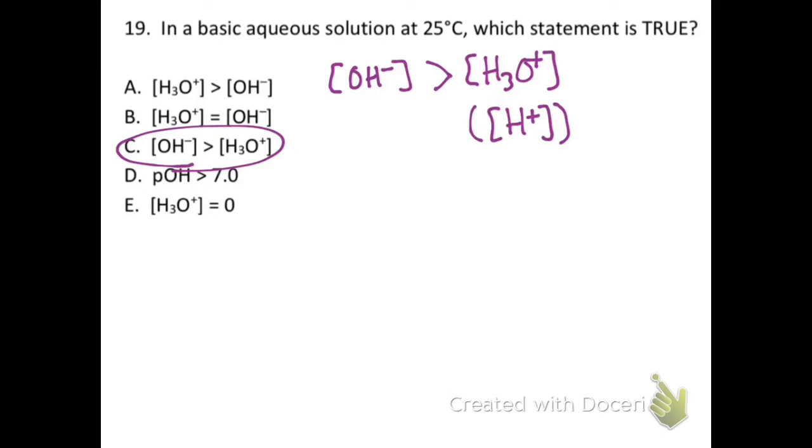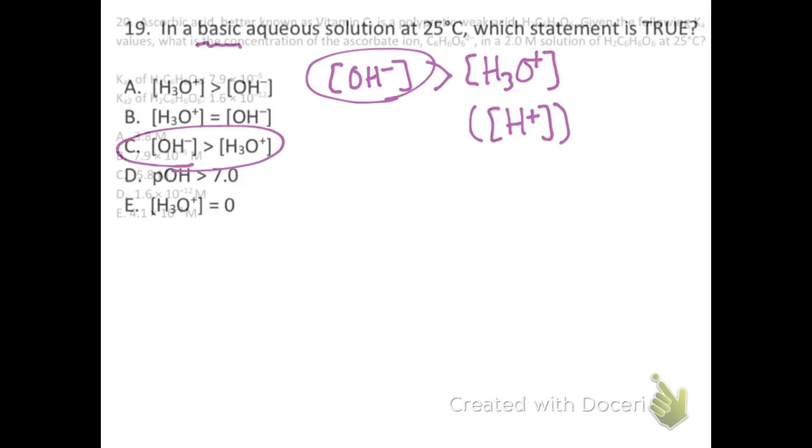Now, really, in any aqueous solution, there will be some amount of both hydroxide and hydronium. They both exist in the solution, but they're antagonistic to each other. As one goes up, the other goes down, and vice versa. So for something to be basic, it just means that we need more of the OH minus.